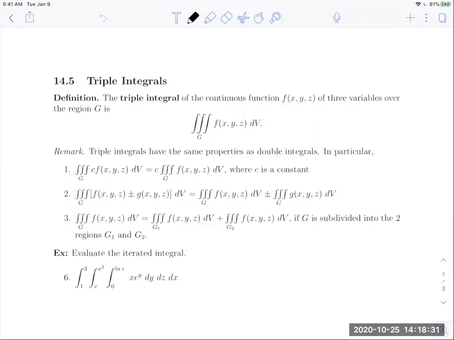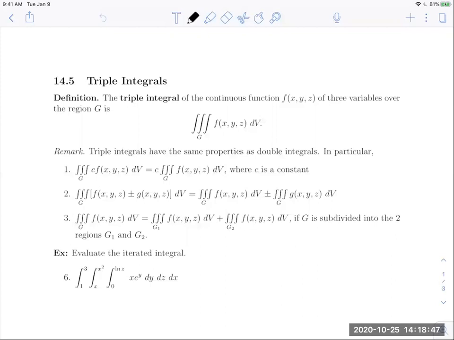In 14.5, we're going to build upon our knowledge of double integrals and introduce triple integrals. So let's dig right in here. Definition: the triple integral of a continuous function f of x, y, z of three variables over the region G is defined exactly as written.